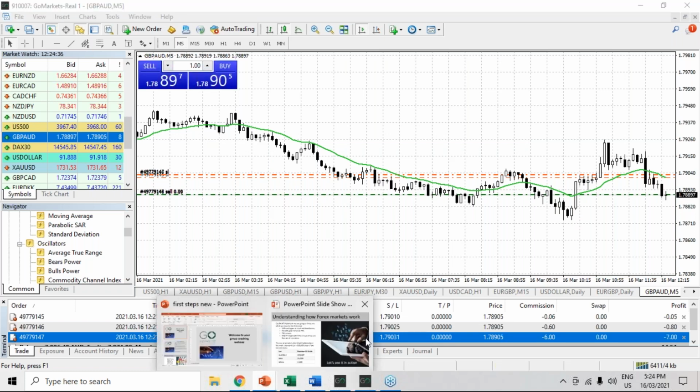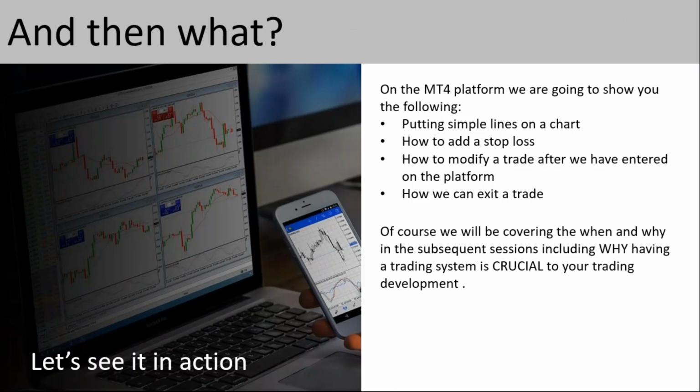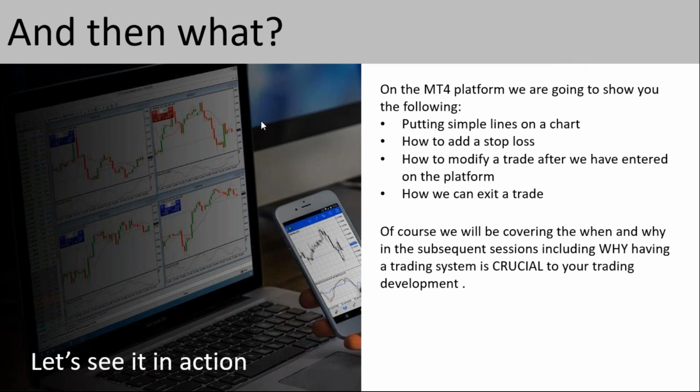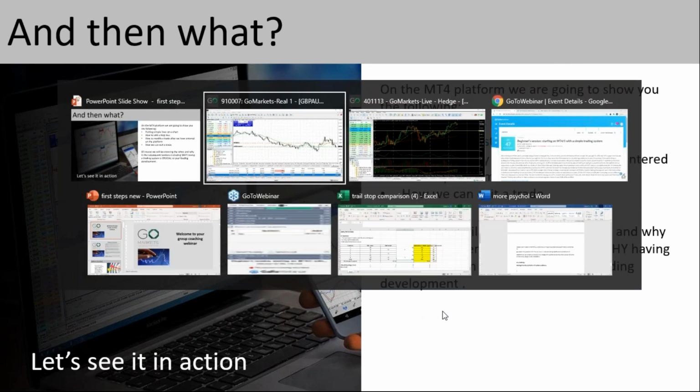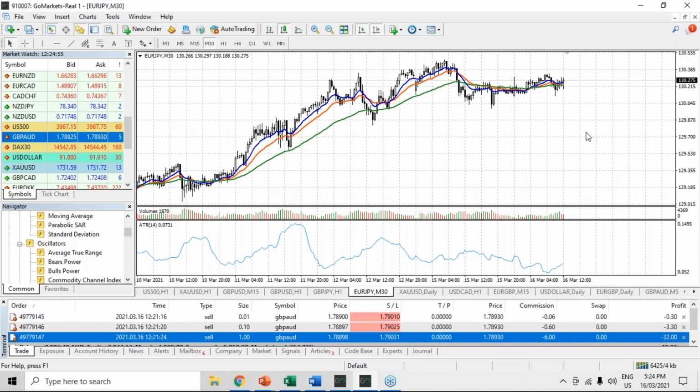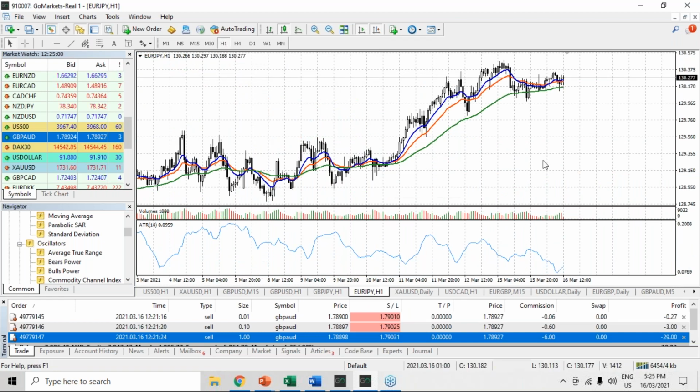Okay, so we've done putting stops on a chart. I want to just show you how to put lines on a chart, because this is important. Let's look at an hourly chart.